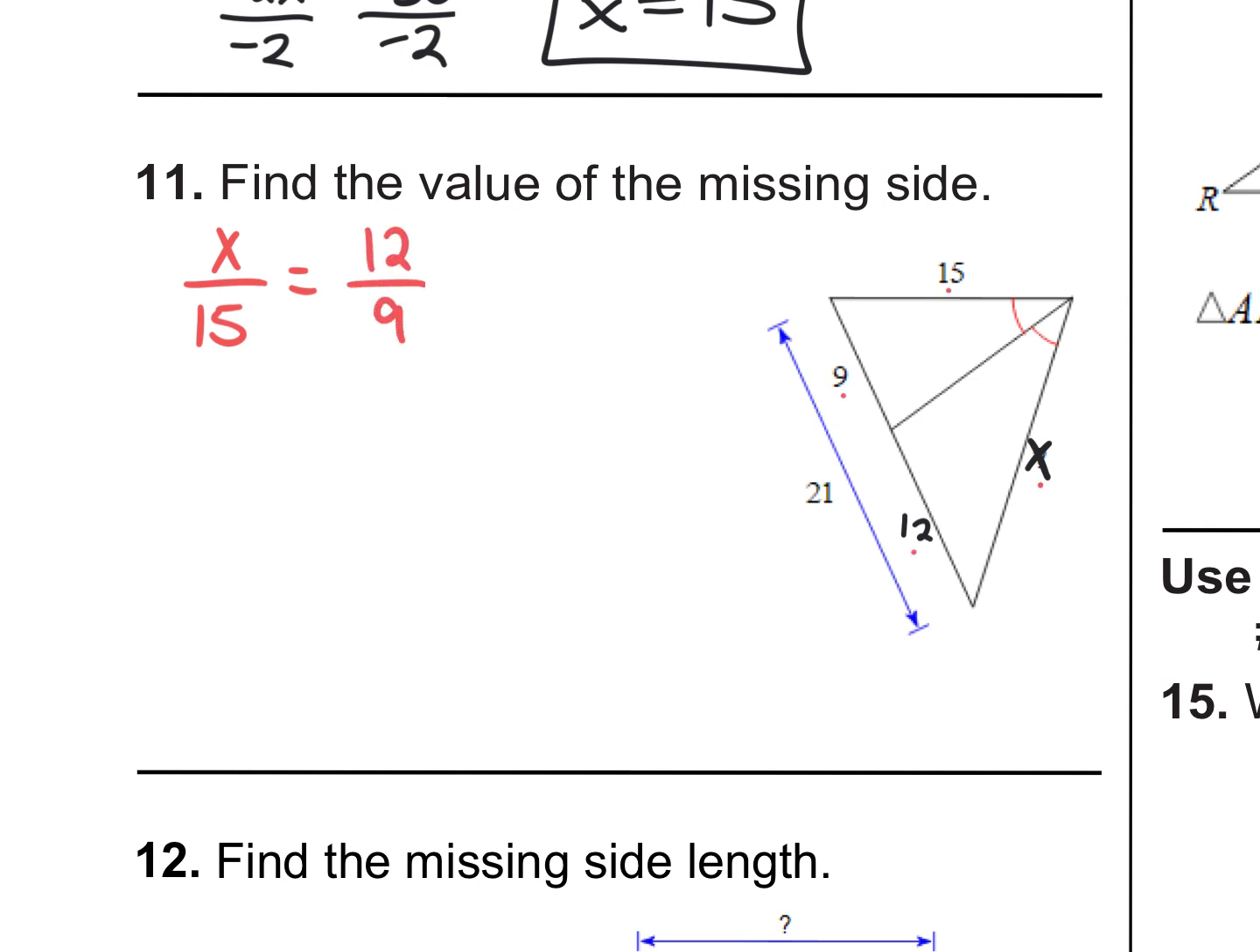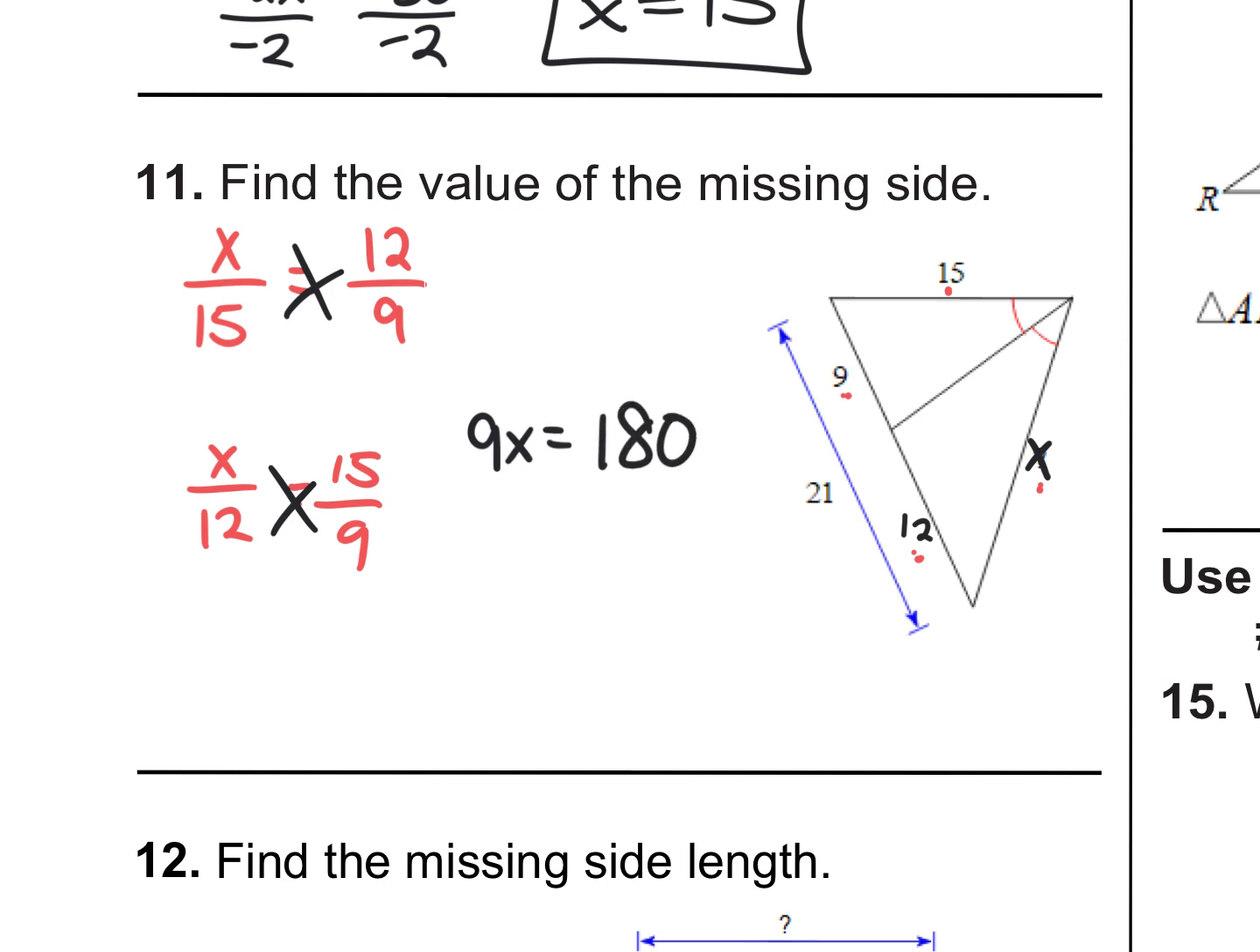If I related x over 12, what would the other side have to be? 15 over 9. Yep. If I cross multiplied both of these, I would get 9x equals 180. Last step. Divide by 9, x equals 20.